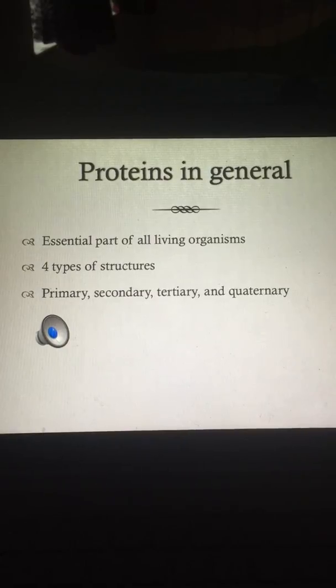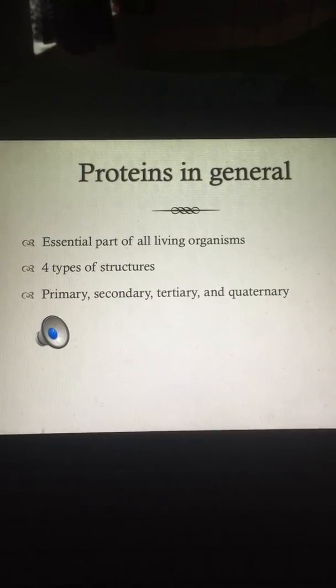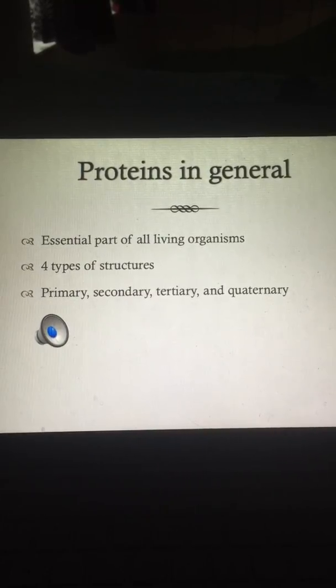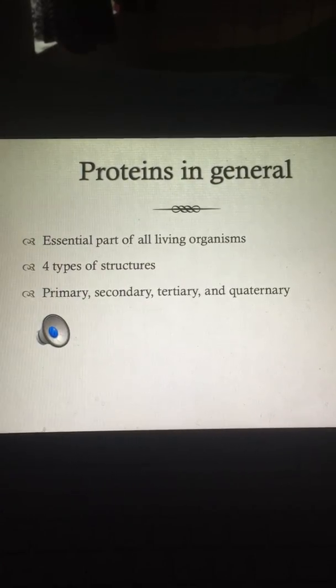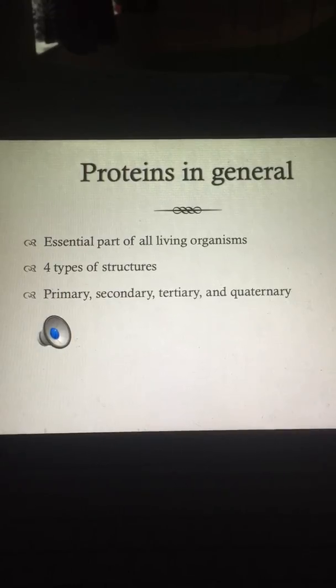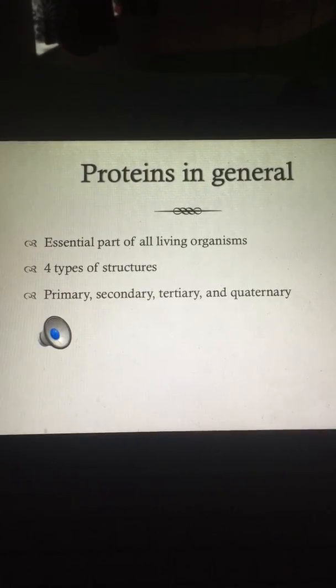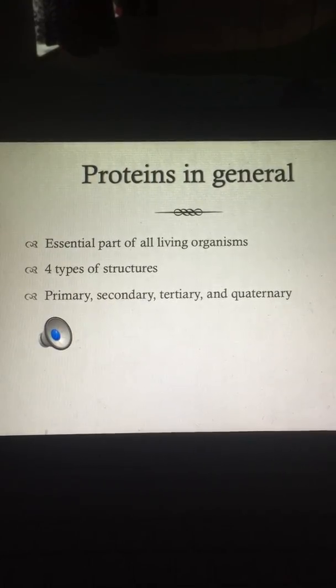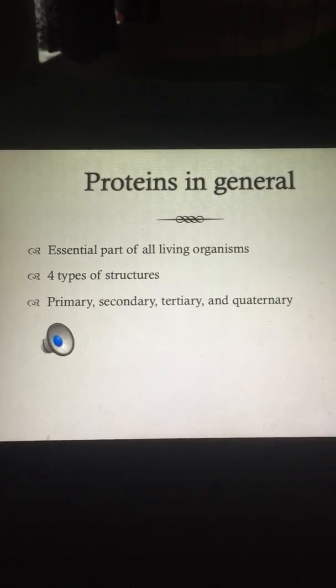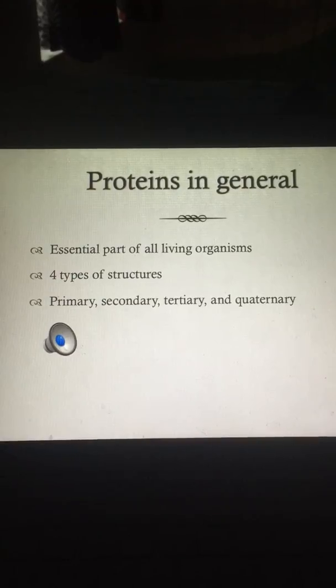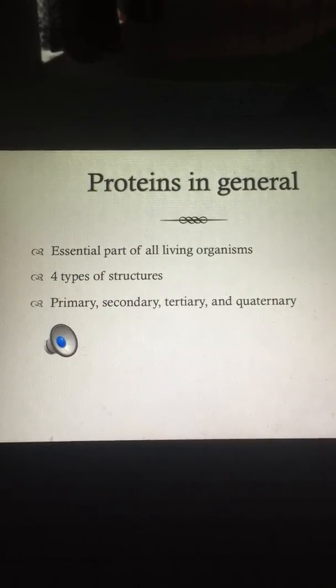a unique amino acid sequence with 20 different amino acids that help make 4 different levels of protein structure, which are primary, secondary, tertiary, and quaternary. Primary structure is determined by DNA and uses peptide bonds. There's many different varieties of primary structure.